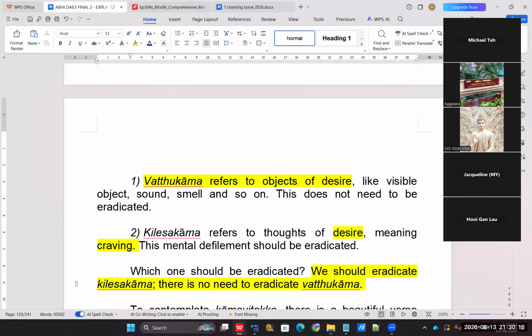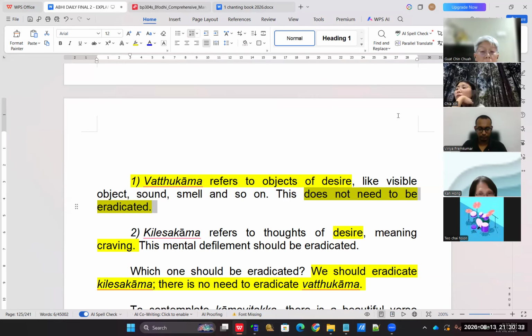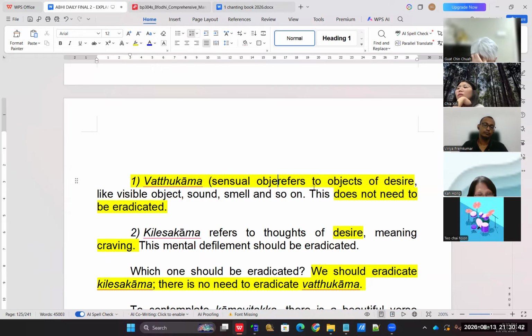Now when we say the word vatthu, it means object. So the object of desire, we need not eradicate. Because how are you going to destroy everything, the sight, the sound, and smell? These are considered our environment. So you don't need to destroy the environment, because everywhere you go, definitely there will be sight, sound, smell. All right, this is a sensual object. So Vatthu Kama is sensual object. Sensual object means the object of our senses.